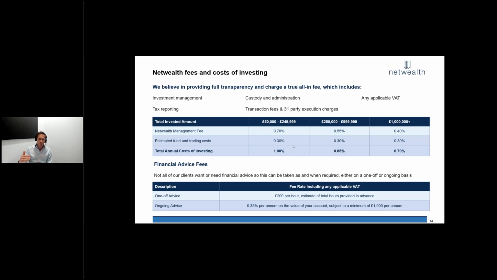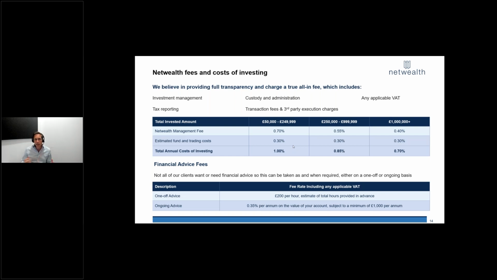If you go over 250,000 to under a million, then actually everything drops. So it's not that the first 250 is at the 1% and the next is the lower rate. Everything would drop down to 0.55% for the management fee and all in 0.85%. And if you're over £1 million across all of your different accounts, then it would drop to 0.4% for the Netwealth fee and 0.7% all in.